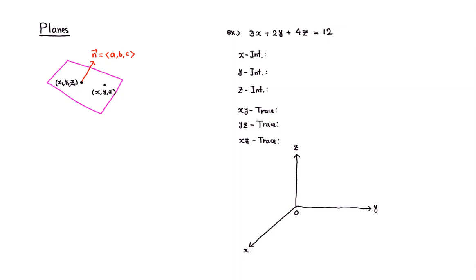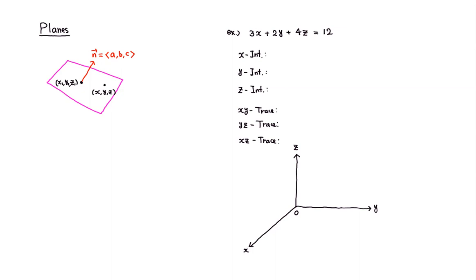All right, let's look at planes. We're going to try to come up with the standard equation of the plane, right? So let's derive the equation. In order to identify a plane, we need to know which way the plane is facing and at least one point that the plane goes through.